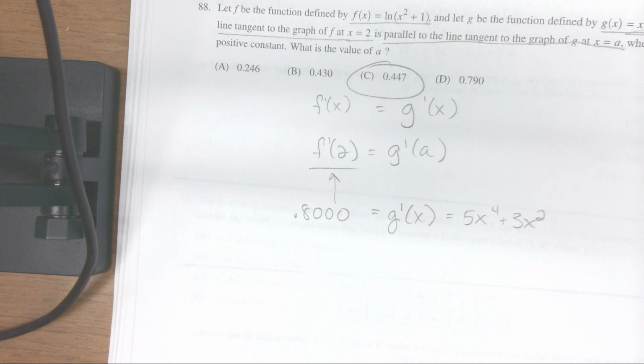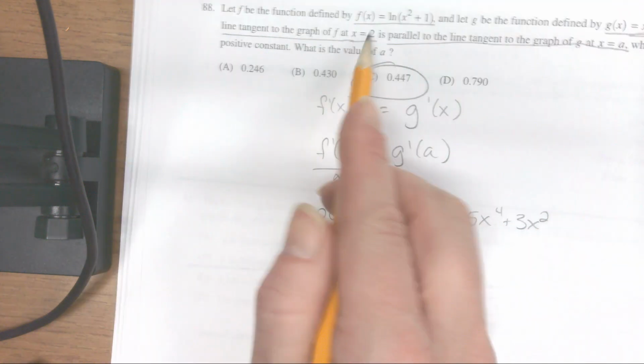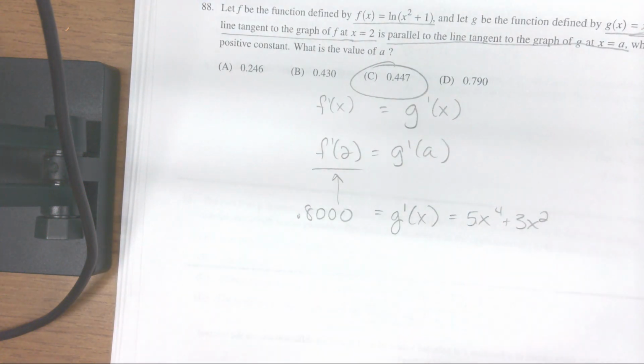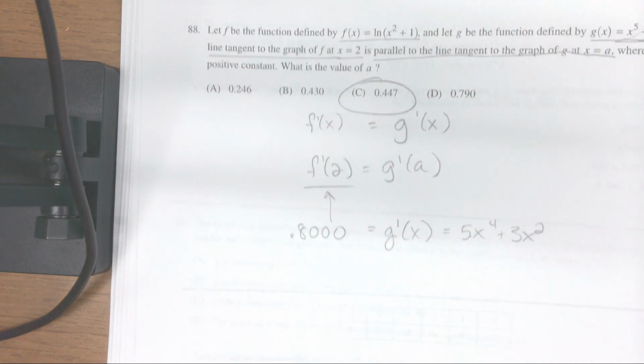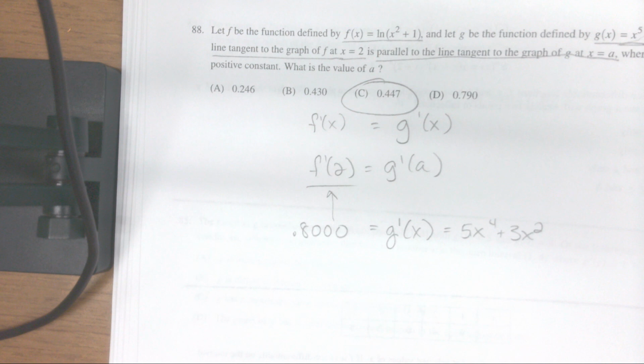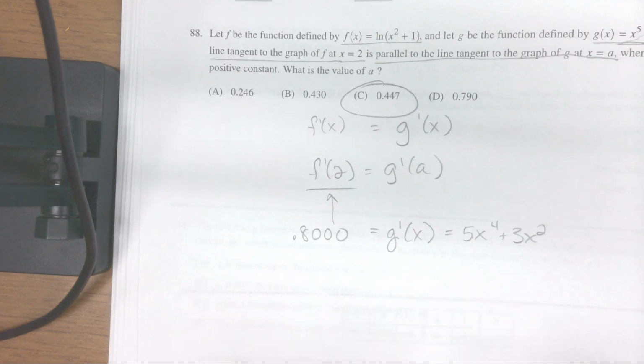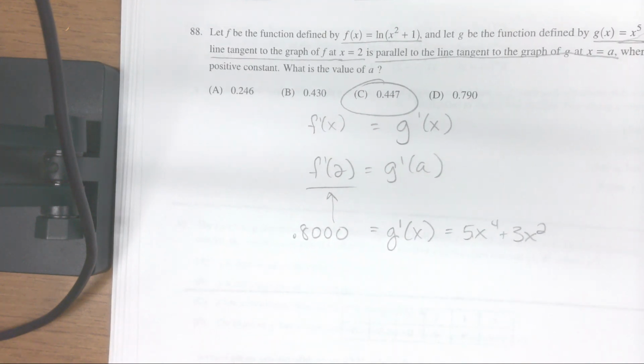I didn't even know what to do on this one. Okay. So, underline things, okay? Underline things, write things down. Parallel means same slope. Slope means derivative. Okay, some of those words. All right, what else do we got?